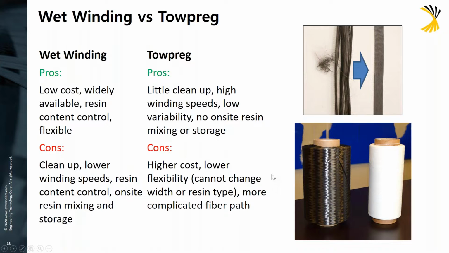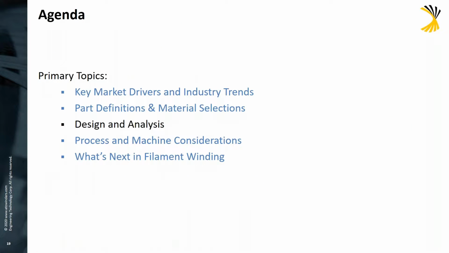Sorry, one other con I missed. Towpregs also have a more complicated fiber path. They require a lot more rollers. The tow must remain flat through a bunch of changing directions, and that can stack up your complications pretty quick.